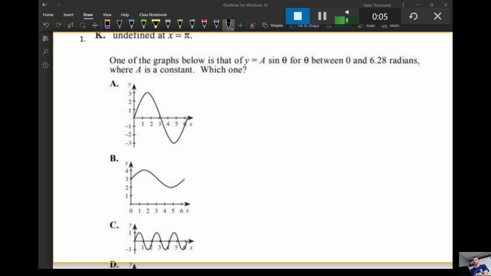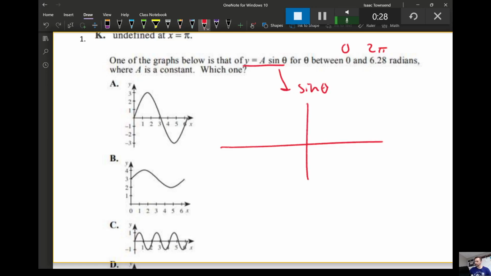Okay, so this one says one of the graphs below is that of y equals a times sine theta for theta between 0 and 2 pi, where a is a constant. So it looks like if they're talking about the sine graph, you would need to know that sine looks like this.